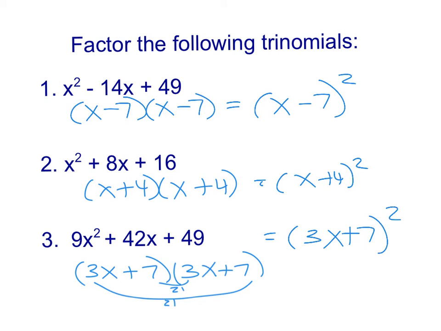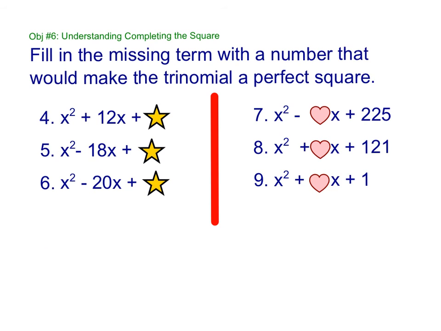All right, so for these top two, like I said before, notice that the C term, 16 and 49, come from this 4 being squared and that 7 being squared. The middle term, the negative 14, comes from doubling that number. If we double the 4, we get 8. If we double the 7, we get 14. And then we square them, we get the C term, the last term.